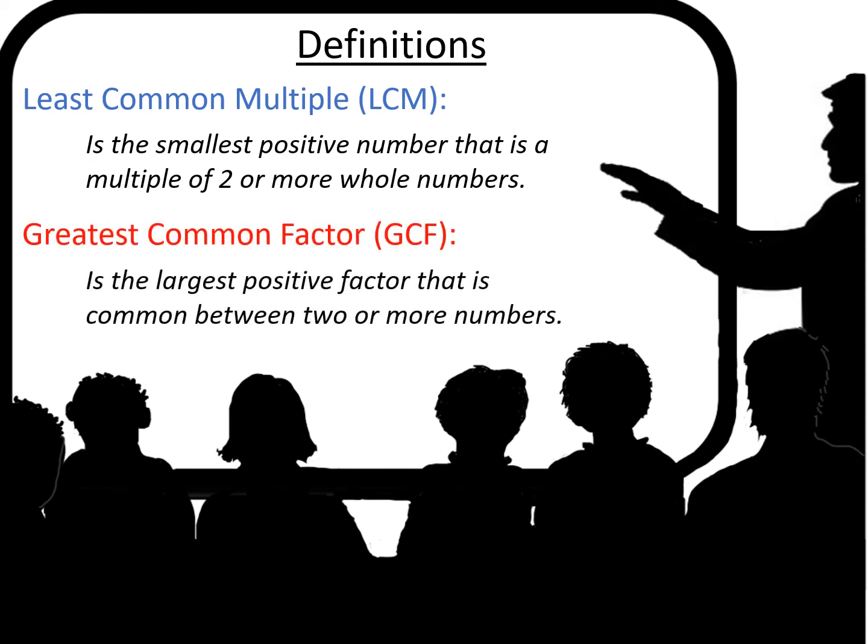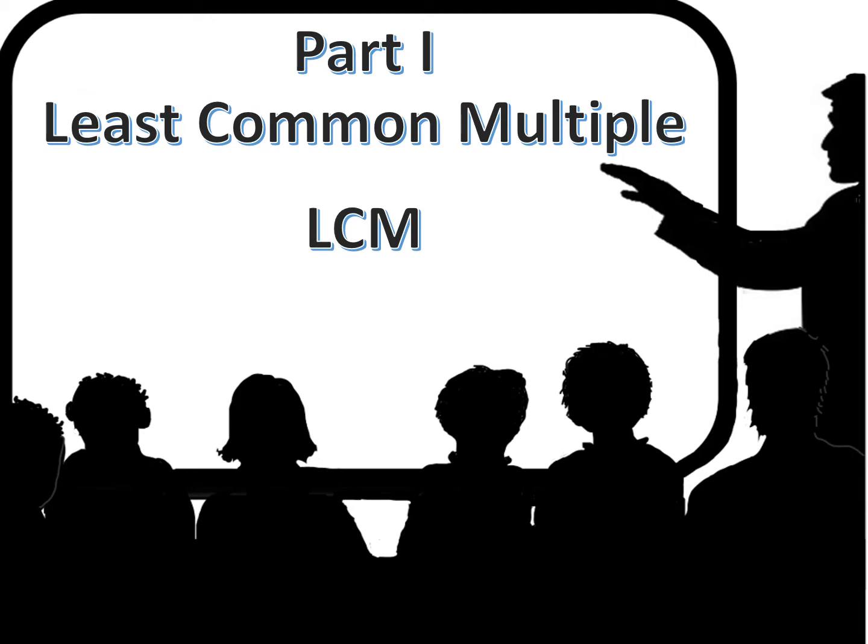The least common multiple, the LCM, is the smallest positive number that is a multiple of two or more whole numbers. The greatest common factor, or the GCF, is the largest positive factor that is common between two or more numbers. The first part will be on the least common multiple, the LCM.